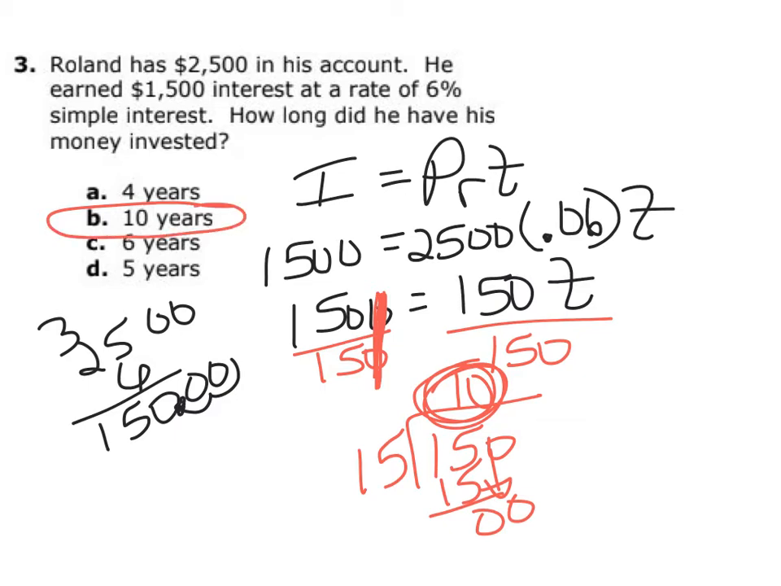So basically, Roland had his deposit of $2,500 for 10 years in order to earn $1,500 at a 6% rate. So again, go ahead and explain your mistakes and make sure that you're writing it down in complete sentences.